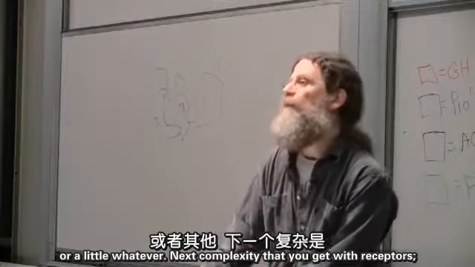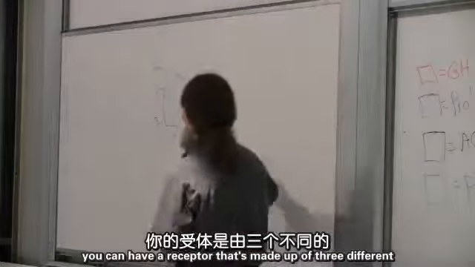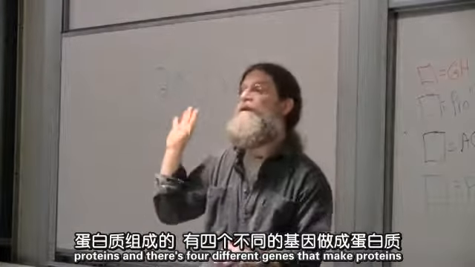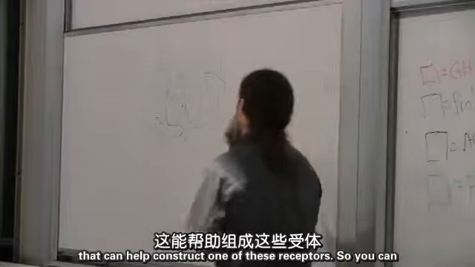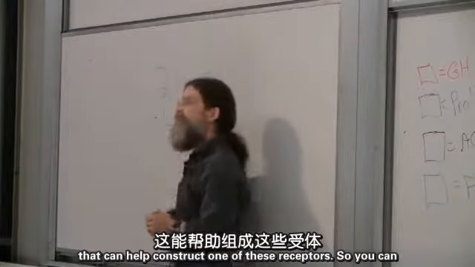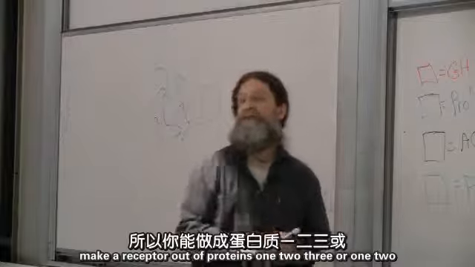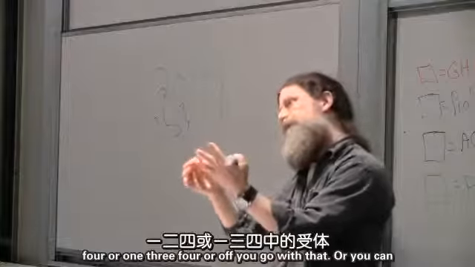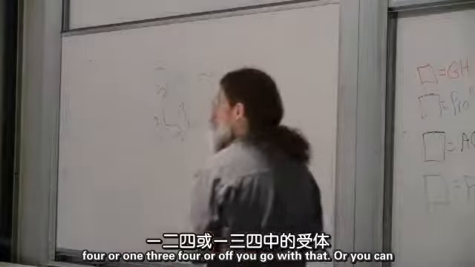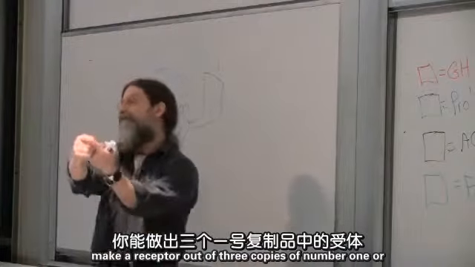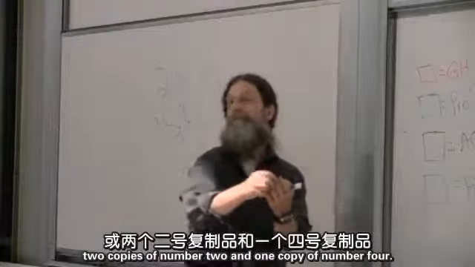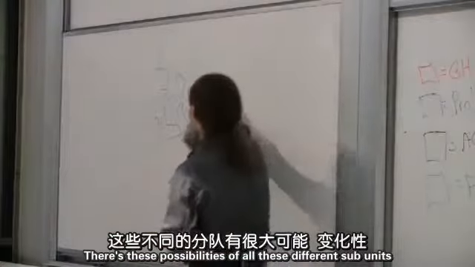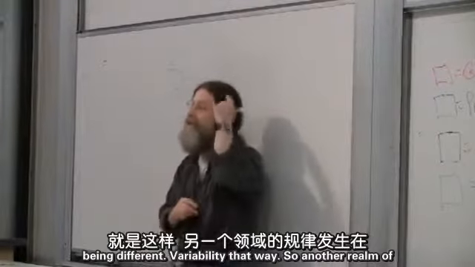Next complexity that you get with receptors. You can have a receptor that's made up of three different proteins, and there are four different genes that make proteins that can help construct one of these receptors. So you can make a receptor out of proteins 1, 2, 3, or 1, 2, 4, or 1, 3, 4, and off you go with that. Or you can make a receptor out of three copies of number 1, or two copies of number 2 and one copy of number 4. There are these possibilities of all these different subunits being different.